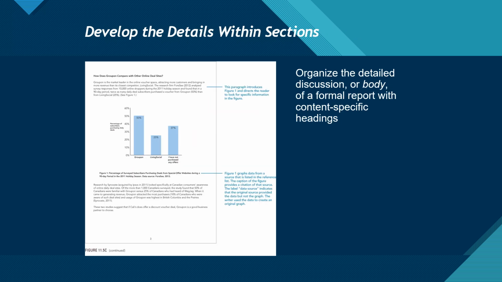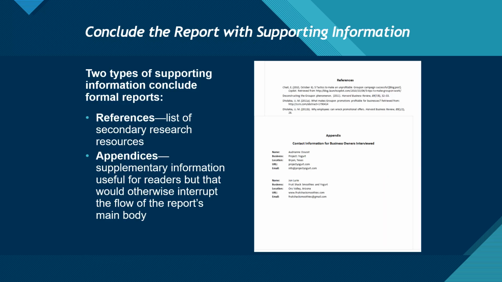Develop the details within sections. Organize the detailed discussion, or body, of a formal report with content-specific headings. Conclude the report with supporting information. 2 types of supporting information conclude formal reports: references, a list of secondary research resources, and appendices, the supplementary information useful for readers, but that would otherwise interrupt the flow of the report's main body.